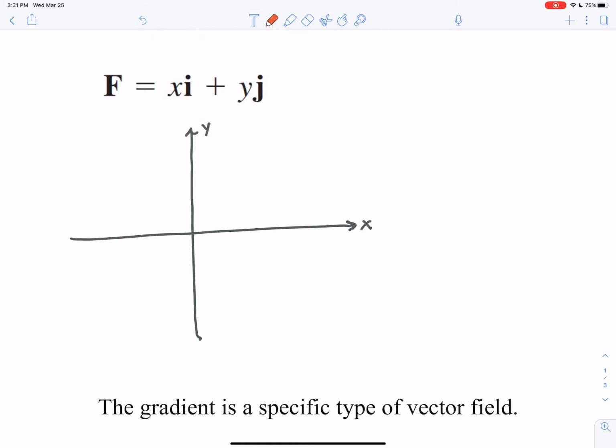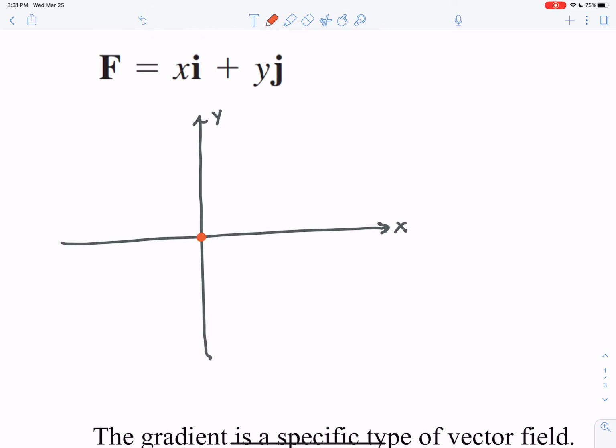So we're going to start at the point 0, 0, and let's plug that into our vector field equation. So 0i plus 0j, that's the 0 vector. So there's no vector that lives at the origin. Let's try the point 1, 0. Let me draw it out a little bit farther. So here's 1, 0. So that would be 1i plus 0j. So that's 1 unit in the i direction and 0j.